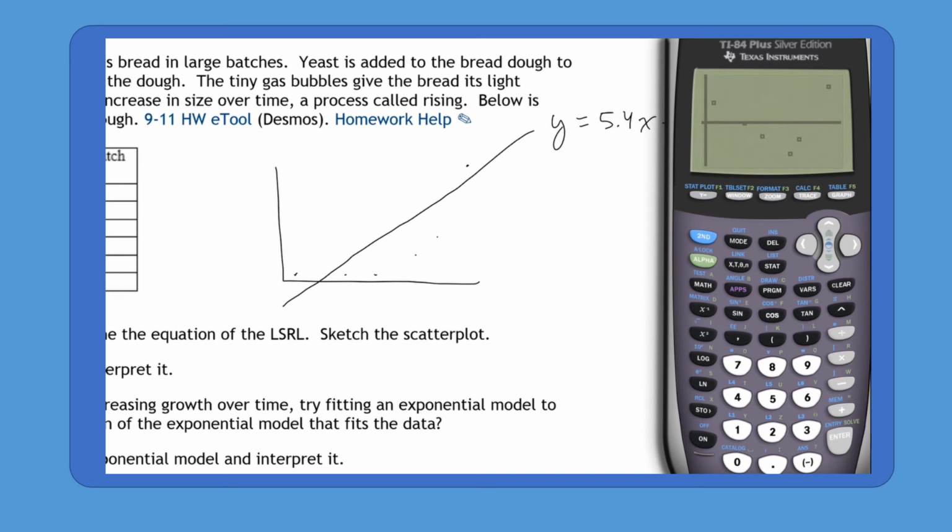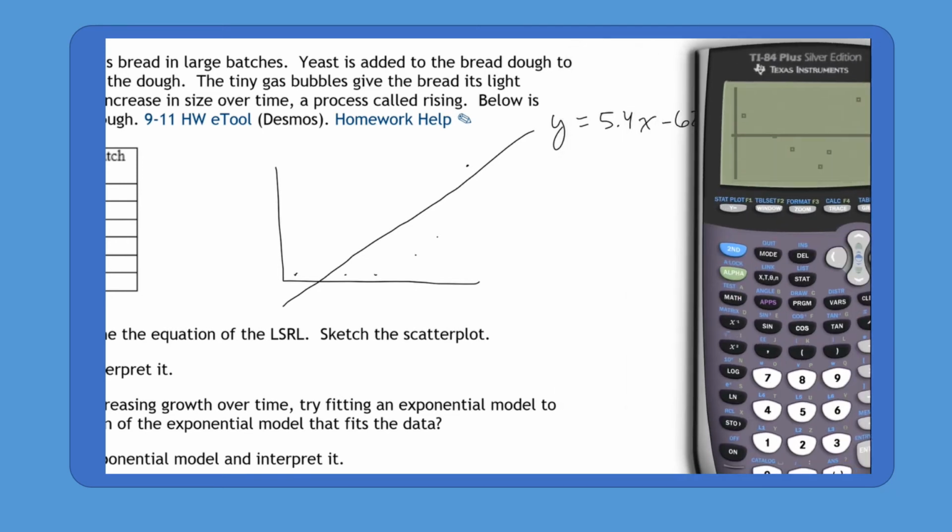And there's my residual plot. Not much of a surprise, but I can see it starts high, goes low, and then comes back up high again. So there is a clear pattern in this residual plot. Because of that, a linear model is probably not great for this data.